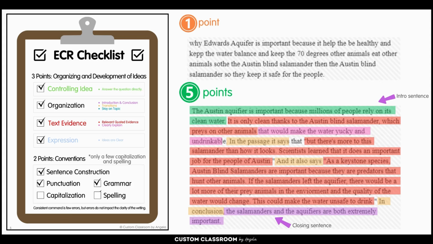Then they get a point for the text evidence. They actually include a lot of quoted evidence, which kind of surprised me here because it's directly out of the passage, but they do occasionally clarify it and add a little bit to it. So they get the point there for evidence, and their expression and ideas are clear and easy to follow. Then for the conventions, they do get both points here. They have a couple of errors in capitalization and spelling, but it doesn't really impact the clarity of their writing. You can still understand, so they get 2 points here.